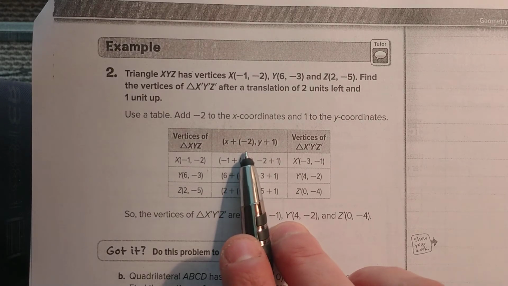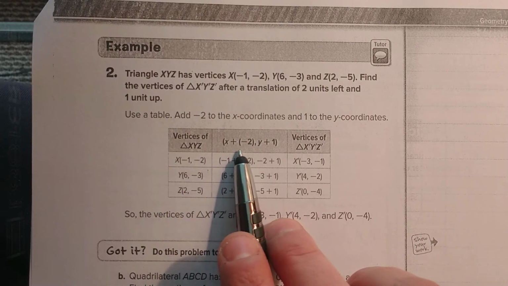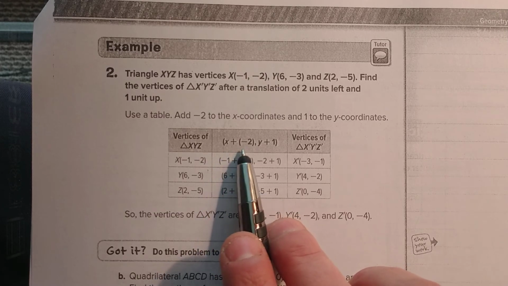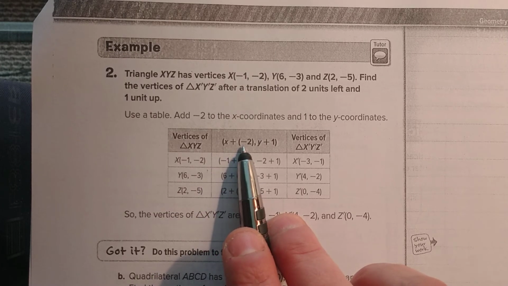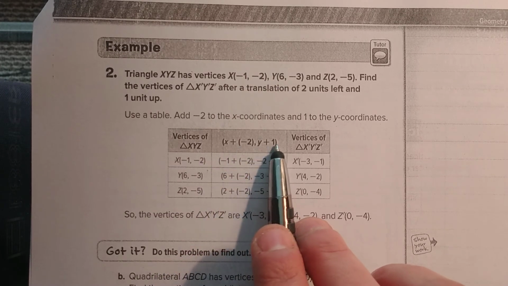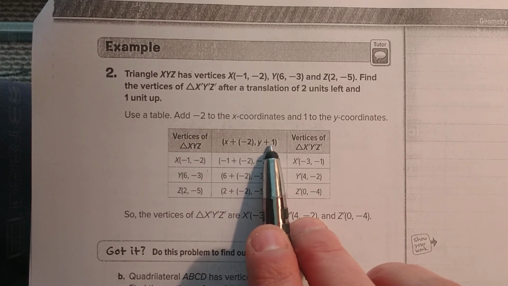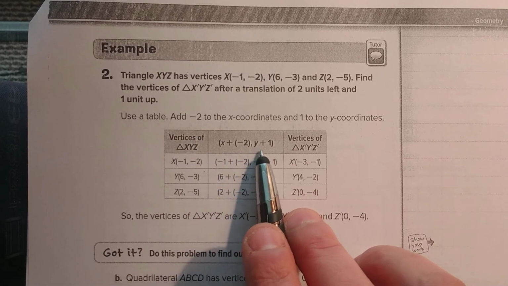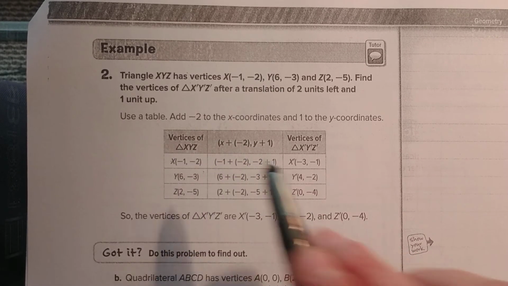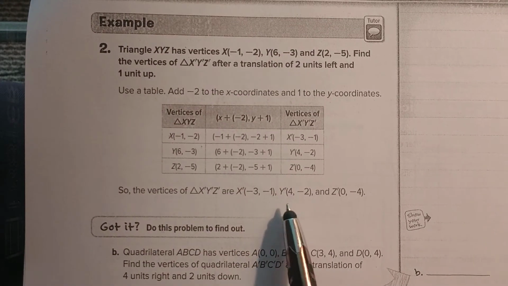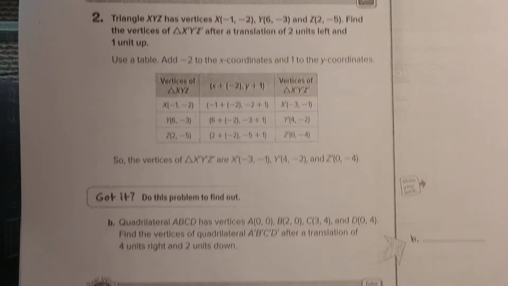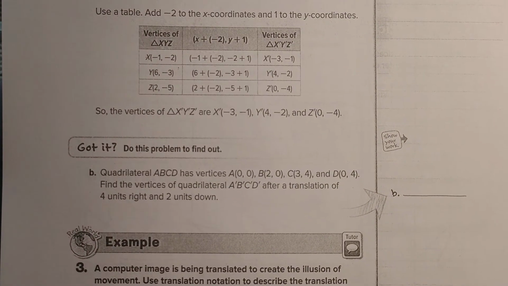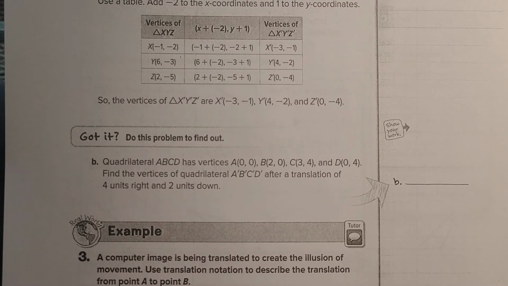Okay, now they set up a table. So they know for the x value, you're going to be adding a -2 or just subtracting 2. And then for my y, I'm going to be adding 1. Right? And that's the vertical shift for my y, and that's the horizontal shift for my x. And then you get your new coordinates down here. So try B on your own, please. Pause it.